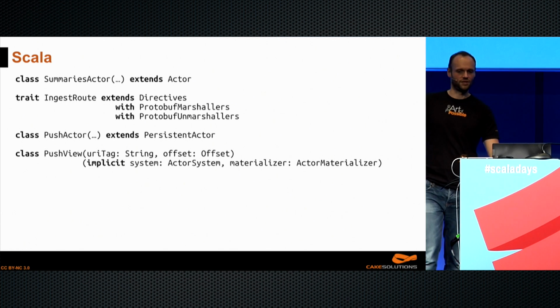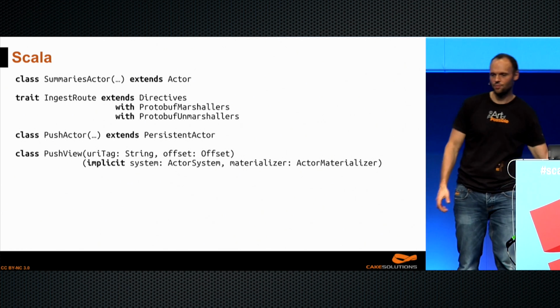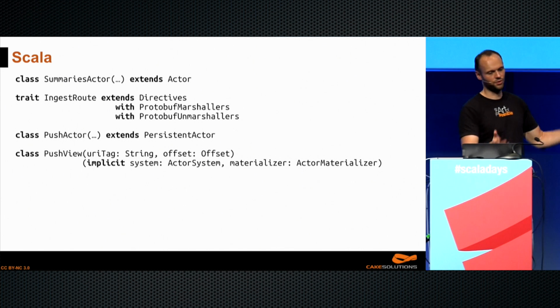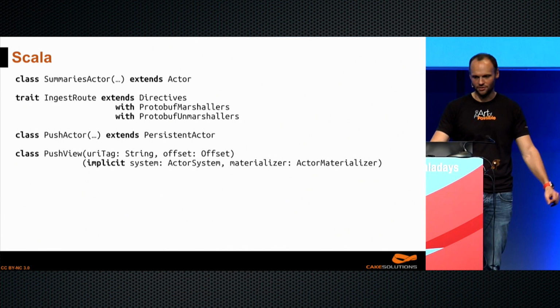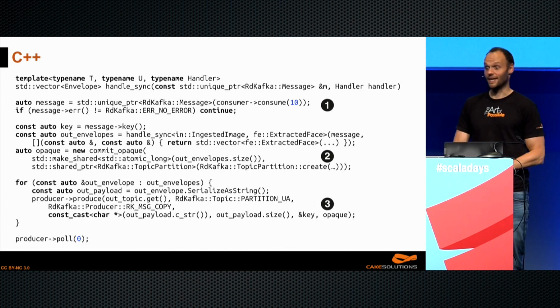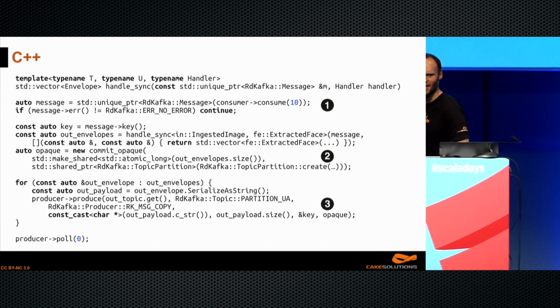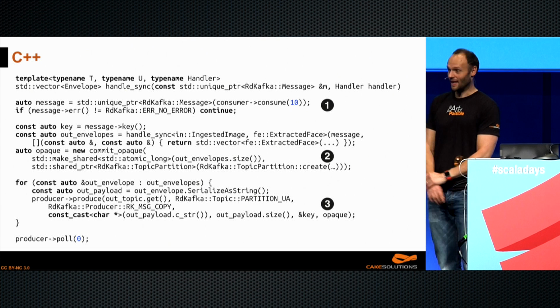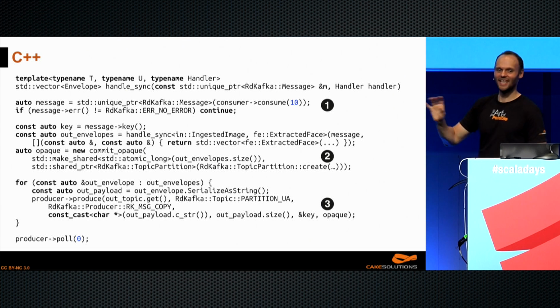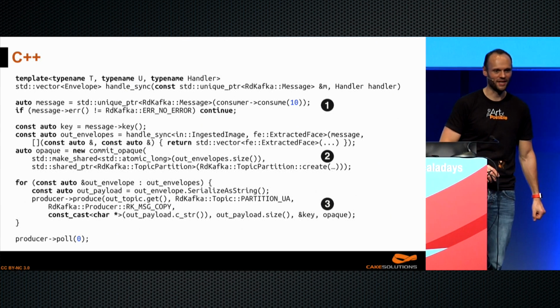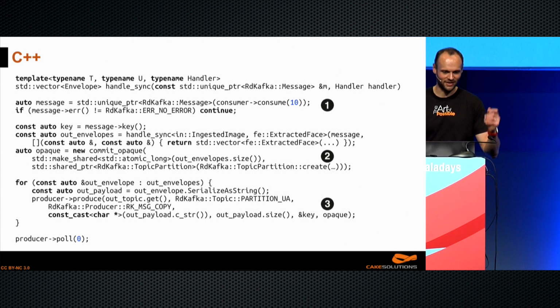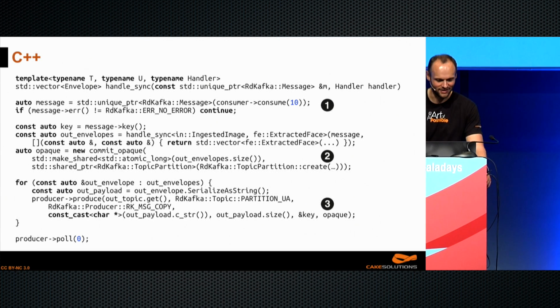You can then have the ingestion route with Akka HTTP. You have these push actors, which are persistent actors, push views, and so on. All that goodness is for you. You could do this. Now, we had to do that because we inherited some sort of CUDA-based library, and that's how grim it is, right? And this is nice, modern, I like to think, C++. So we get fancy stuff like unique pointers.